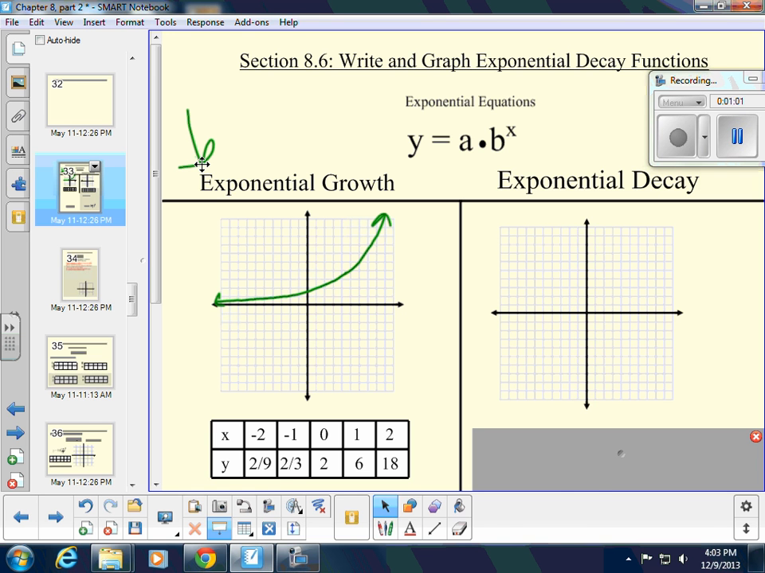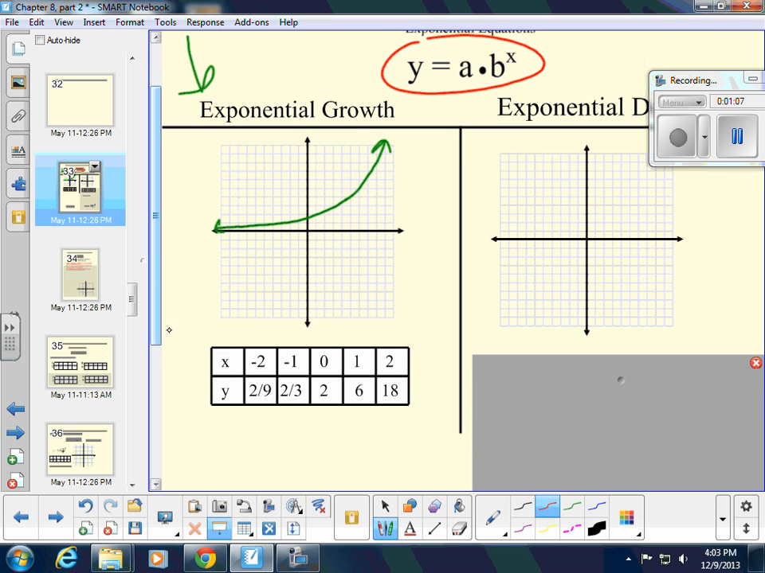We modeled these equations with this form, y equals a times b to the x power. And we talked about how to make one of those equations if we have a table as well. Just like when we did linear equations and could find the slope and the y-intercept from the table, it's the same thing here with exponential growth equations. There's some kind of pattern going on in my y values as the x values go up by 1 every time.